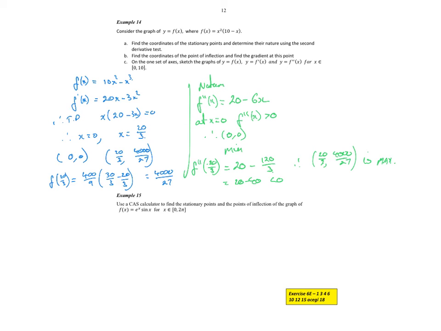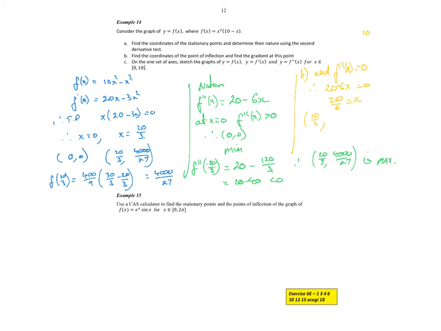Find coordinates of the points of inflection and find the gradient of this point. So we'll call B, we'll go to yellow. So points of inflection, we need f double dashed of x equal to 0. Therefore we get 20 minus 6x, so 20 on 6 is equal to x. Coordinate, so that's going to be the point 10 on 3. Substitute that in.